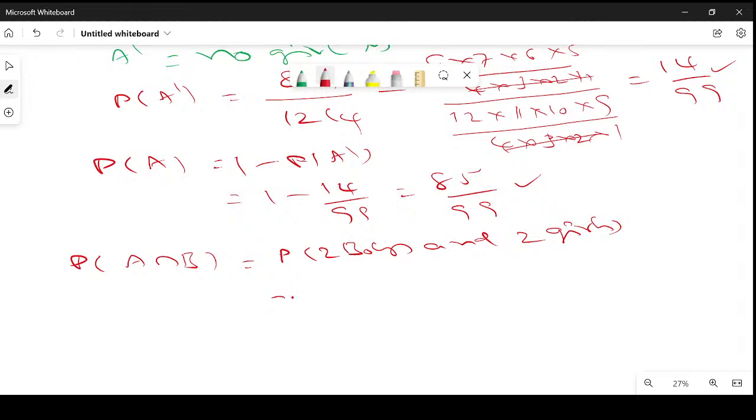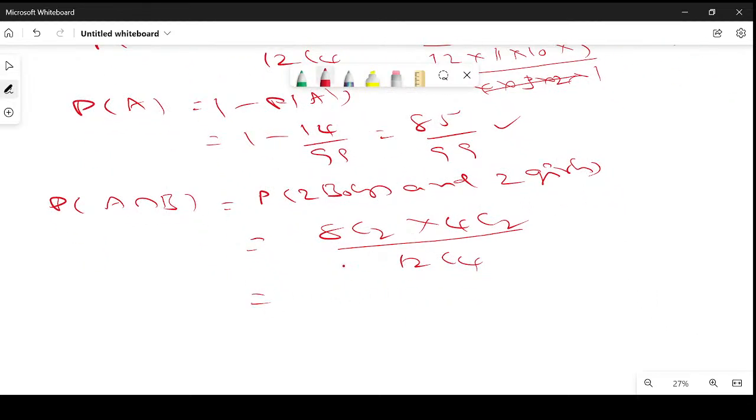So what it comes when you're taking 2 boys out of 8 boys, 8C2, into we have 4 girls, 4C2, any 2, by 12C4. Total 12 members, any 4 members. You simplify this. Same thing, you apply 8C2 and 4C2 over 12C4. Everything you can simplify. Then you can see what the possibility comes.